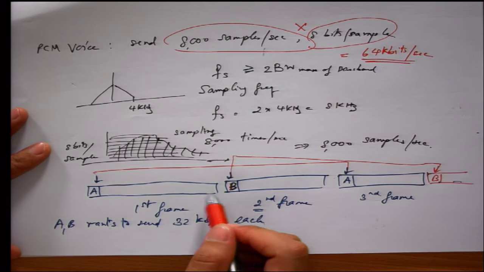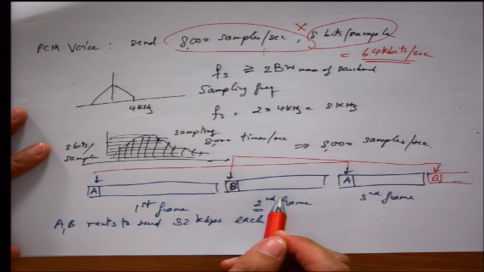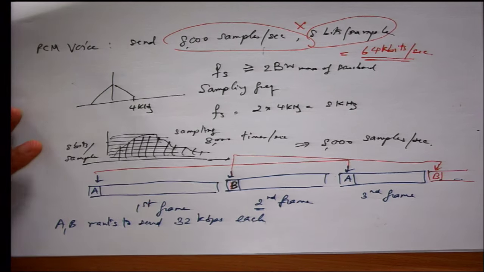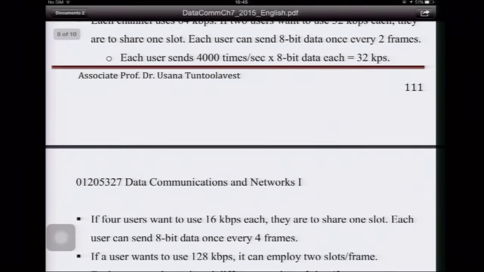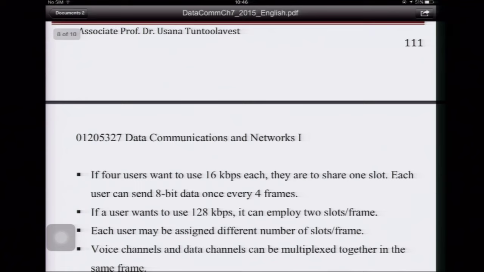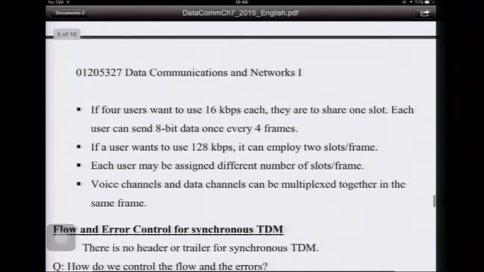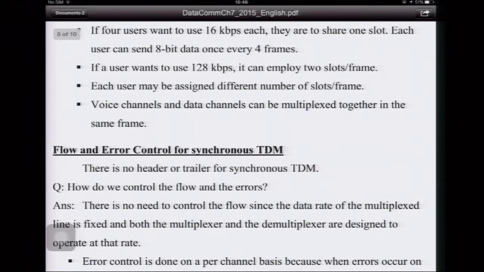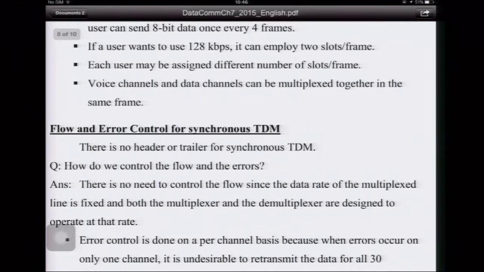Since if you send only one user, you have 64 kilobit per second for one slot. In this case, you will have only 32 kilobit per second, because you share between two users. So each user can send 4,000 times per second, times 8-bit data each, so 32 kilobit per second. If four users want to send in the same slot with 16 kilobit per second, they have to share one slot. So you send one every four frames. But if you want to send a higher data rate, which is 128 kilobit per second, in this case, you can do this.